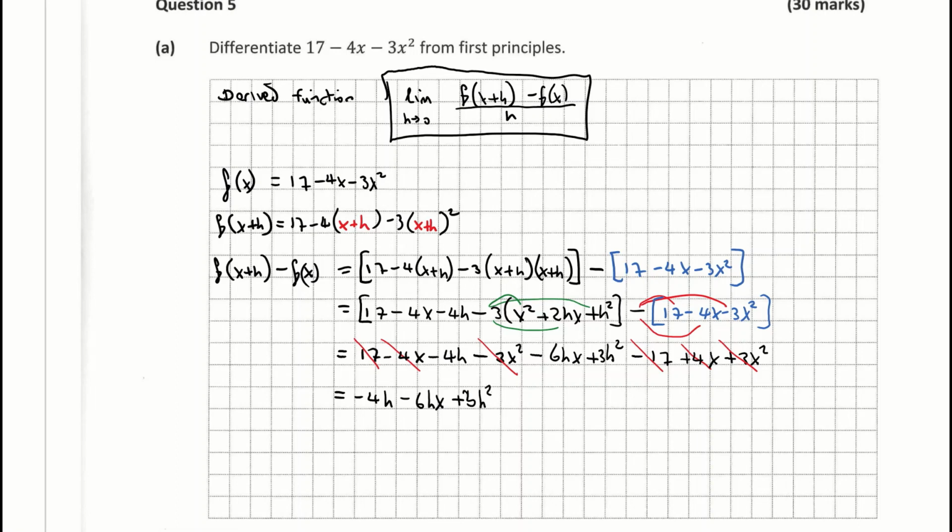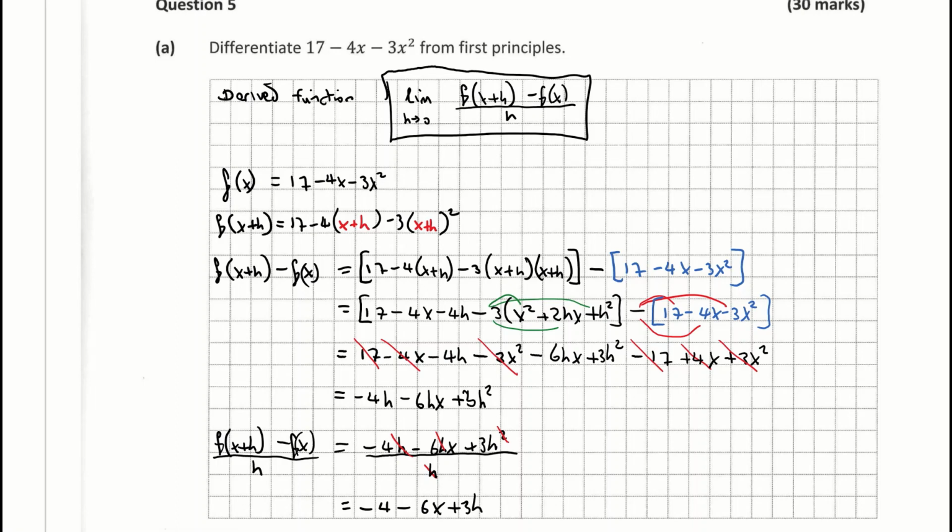I'm coming now to the final part of my derived function from up here. I now have to divide it by h. So I'm coming down now and I'm going to divide by h. I've done f of x plus h minus f of x and I'm now dividing it by h. So in other words, I'm dividing minus 4h minus 6hx plus 3h squared by h. And you can see here that h will divide into h and h squared will cancel with the squared. So that's basically leaving me with minus 4 minus 6x plus 3h.